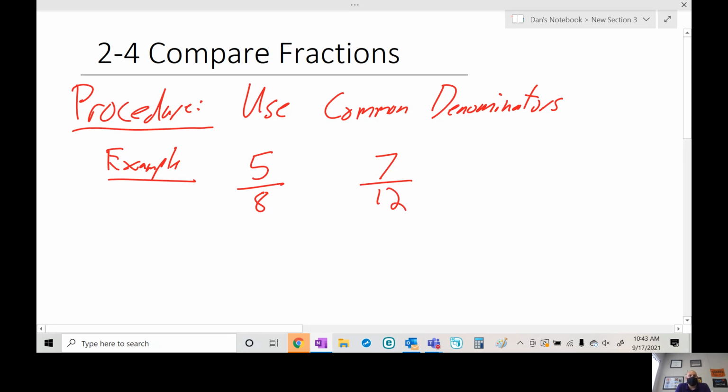Five eighths and 7/12. It's kind of hard to figure out which one of those is bigger. I've been doing this for a long time, and I still don't know off the top of my head which one of those two is bigger. It's not obvious. It's too hard to be able to tell. There's no secret, there isn't any trick. So you have to get common denominators for them.